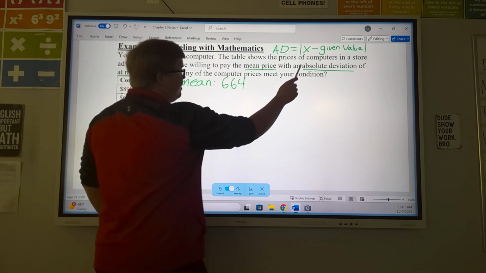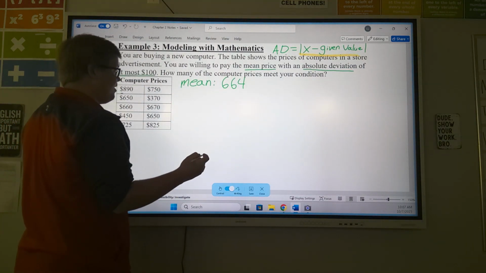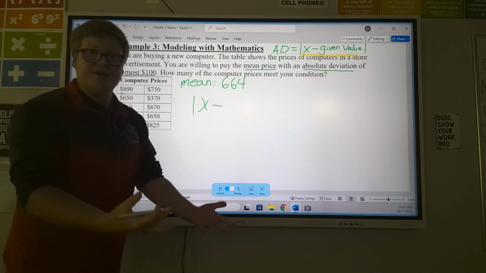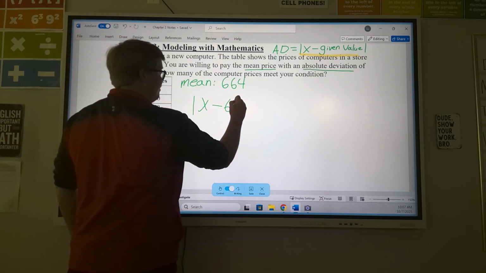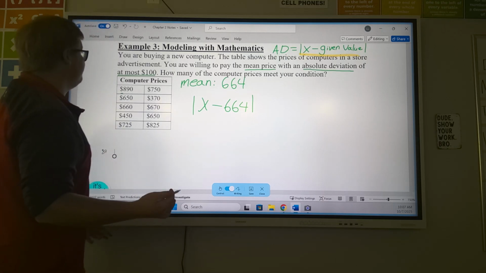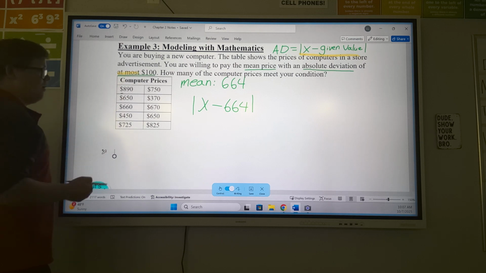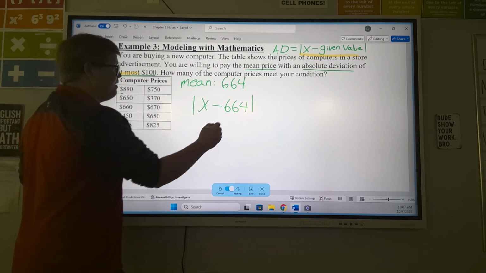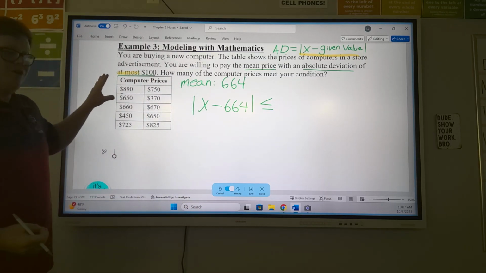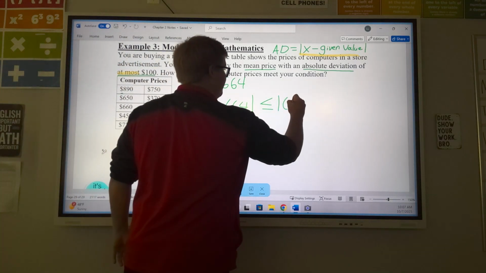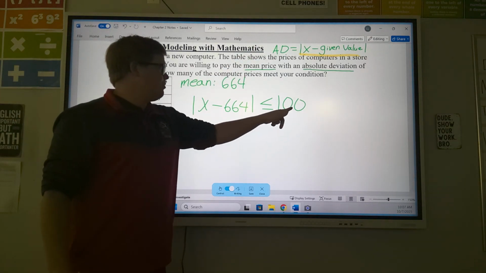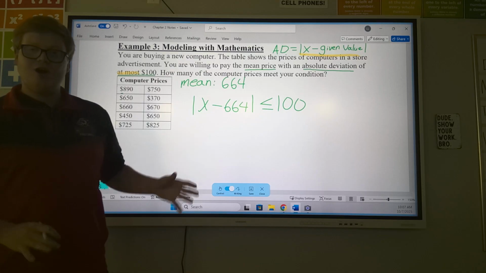So again, absolute deviation is |x minus a given value|, so let's go ahead and write that. |x minus|, and our given value is the mean. That's what we're willing to give, right? So 664. So that is our absolute value, right? Now we have to figure out our inequality symbol. At most, $100. At most tells us it's less than or equal to, because the most we can give is $100 more or less. So we need to put our $100 here because that's our absolute deviation. So based on that equation, our absolute deviation is here and our given value is here. That's all you have to know.